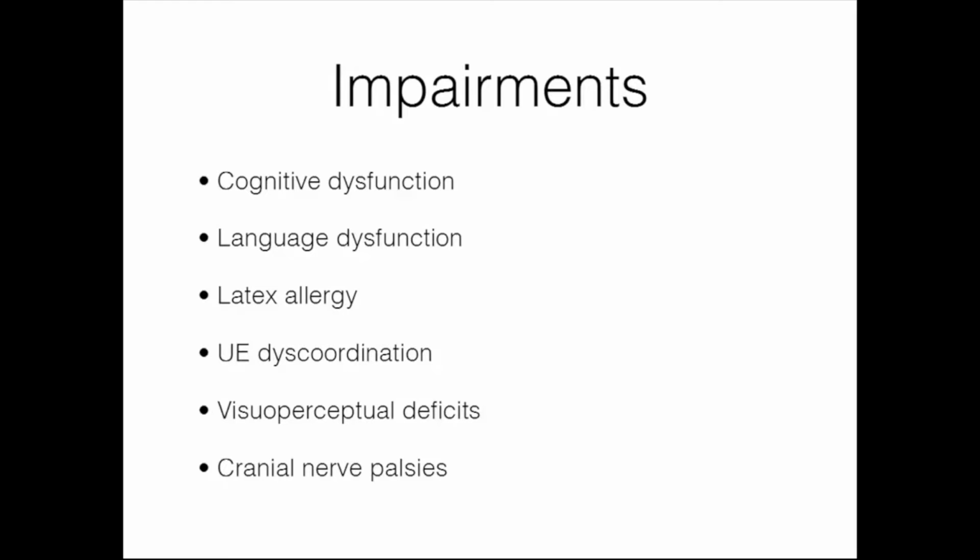Although often children with spina bifida have good upper extremity coordination and skills, sometimes we do see upper extremity discoordination, so that can be an impairment that goes along with spina bifida. Visual perceptual deficits and cranial nerve palsies are also associated with spina bifida.